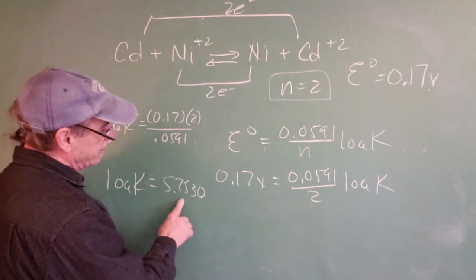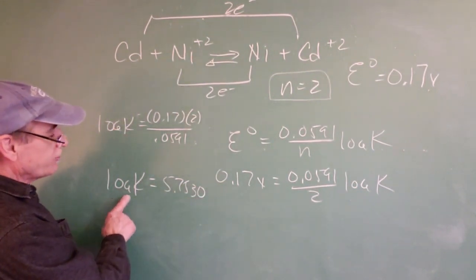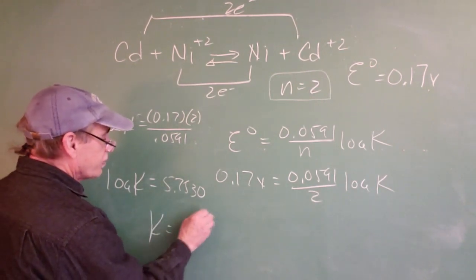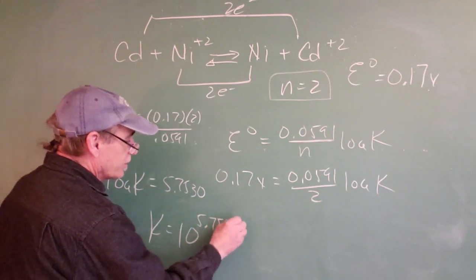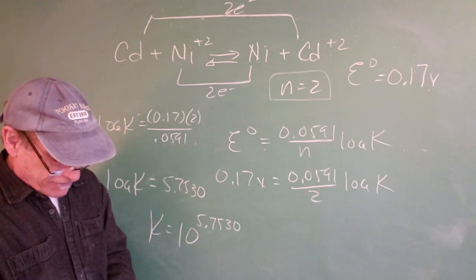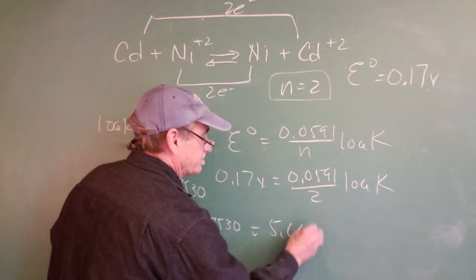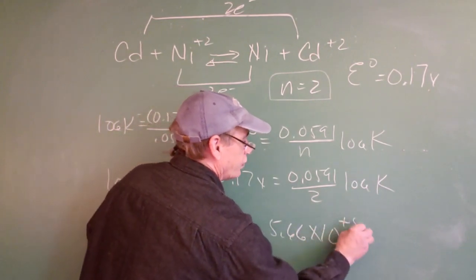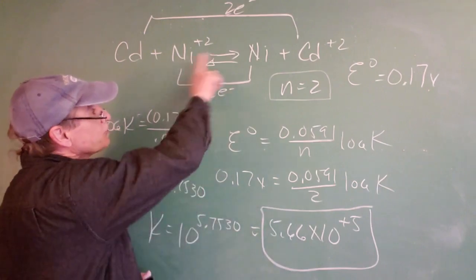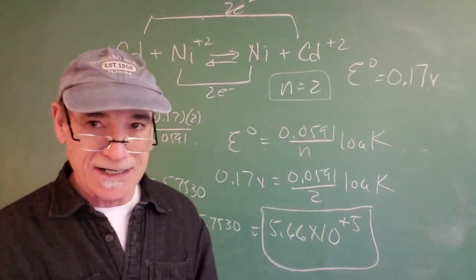Now the reason I carried some illegal sig figs there is because I'm about to take an inverse log. Remember, this is 10 to that power. So K is going to be 10 to the 5.7530. Let me do that. I got 5.66 times 10 to the positive fifth. So there's my equilibrium constant for this battery. It looks as if it's going to run pretty much to completion before it reaches equilibrium. That's a pretty large equilibrium constant.